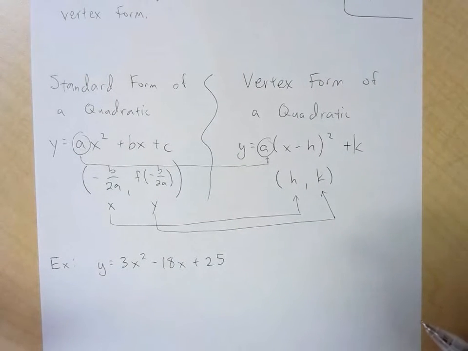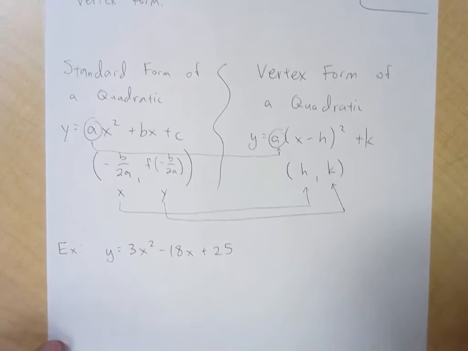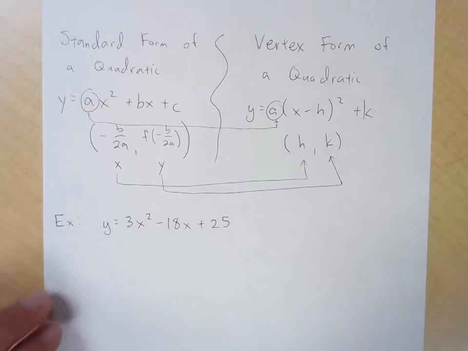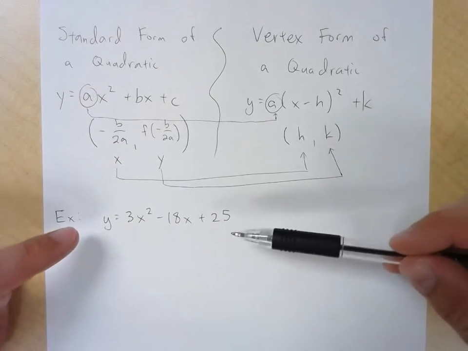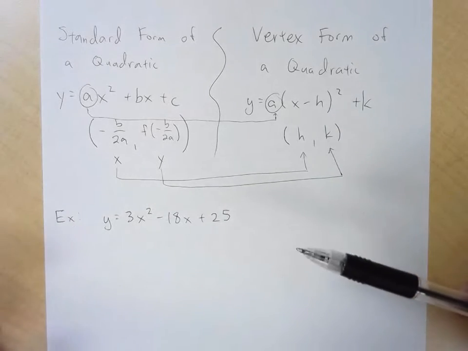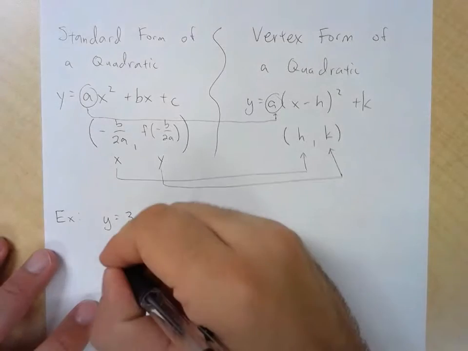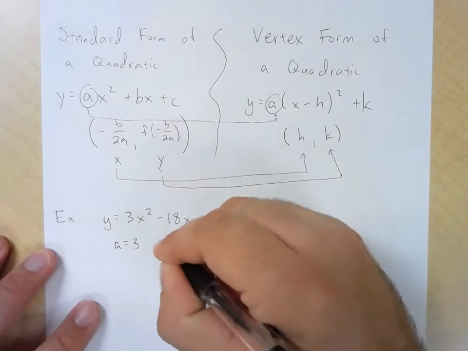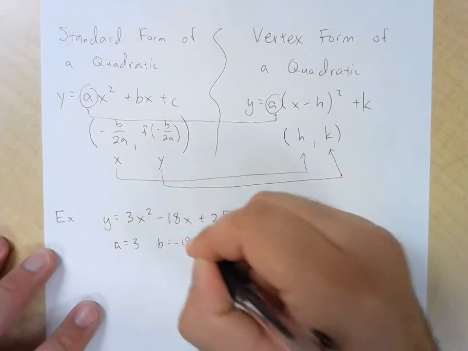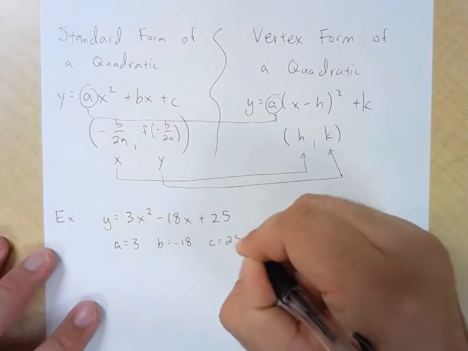Right now, I'm going to go ahead and work on the example up here. Okay, so we have our example, our quadratic, because we've got a degree of 2. We have it in standard form already. We've got A is 3, B is negative 18, and C is 25.